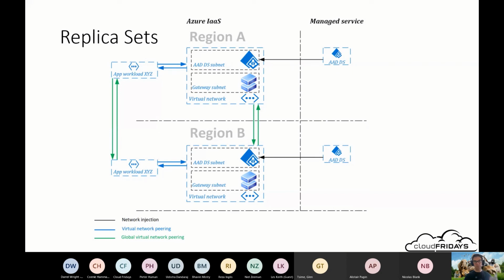So you have to have separate VNets, obviously, for region A and region B. You can't have a VNet that stretches across regions. And then those regional VNets need to be peered. That's global VNet peering. And then any applications that use your managed domain may live in separate VNets. Those VNets also need to be VNet peered to your AADDS VNet, or at least be able to access the subnet.